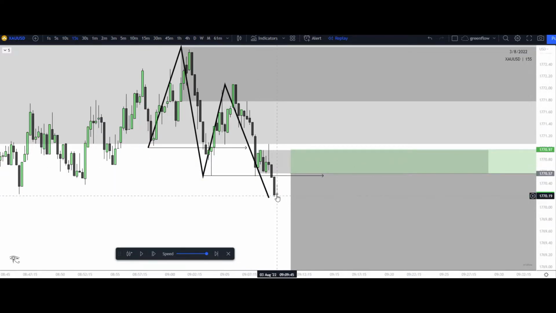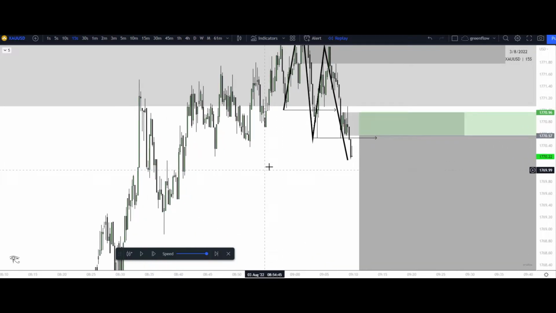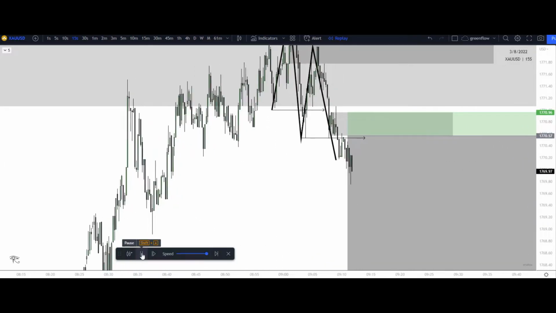And then we get that displacement to the downside. Here's your supply candle that is formed, right? We saw that redistribution on the 1 minute. And now we are looking to take this trade lower into those areas, right? So let's go ahead and watch what price does now.